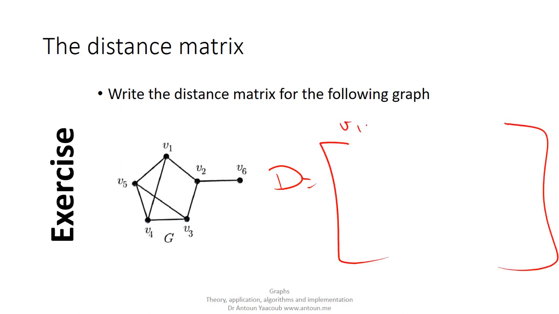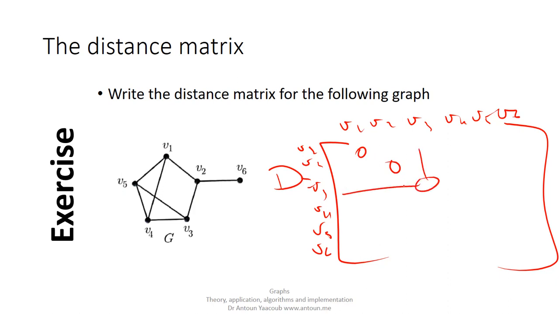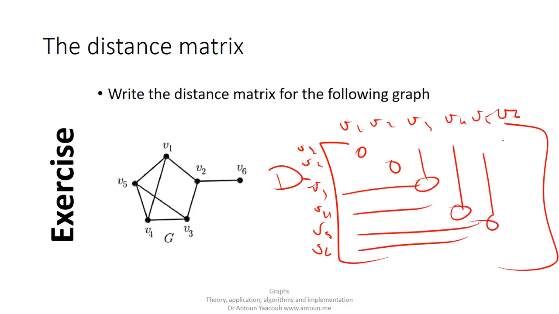So we need to write the distance matrix of the following graph. I have D, and I have v1, v2, v3, v4, v5, v6. Since it's symmetric, I will work on half of the values. I have 0 on the diagonal, so I need to work on the other entries. What's the minimum distance between v1 and v2? Obviously it's equal to 1. What's the distance between v1 and v3? I have 2. v1 and v4 is equal to 1. v1 and v5 is equal to 1, and v1 and v6 is equal to 2.